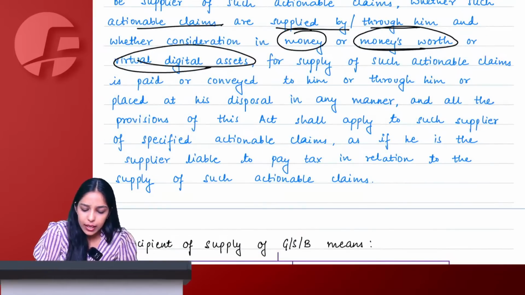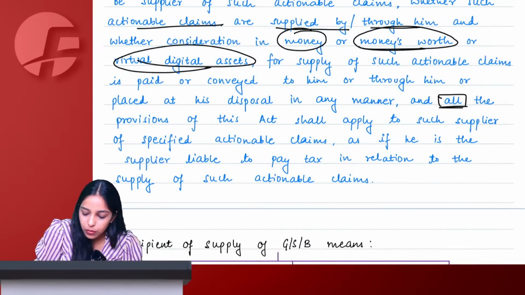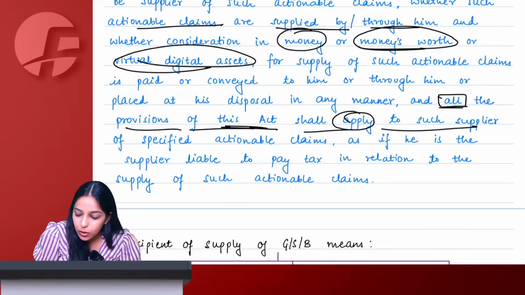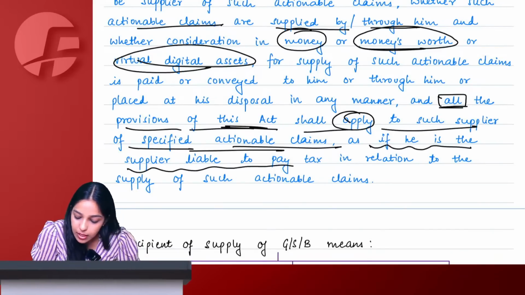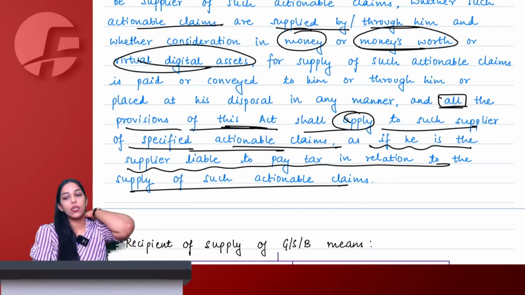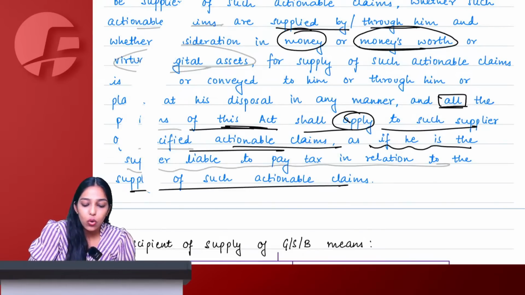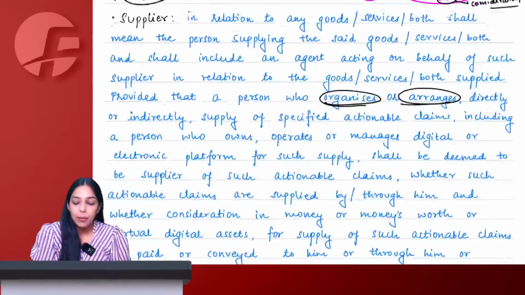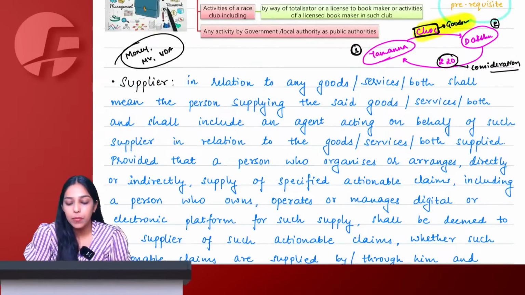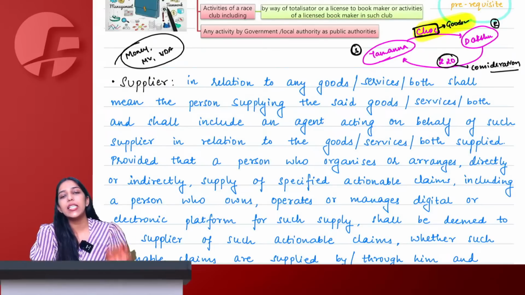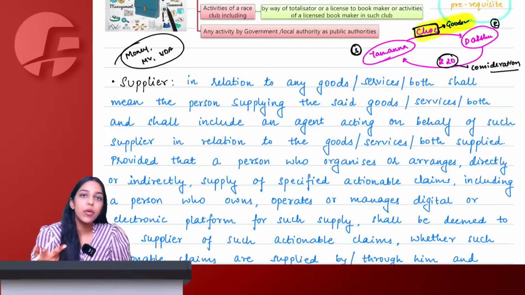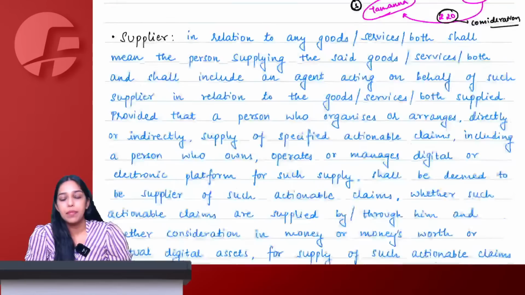So we are saying that all the provisions of this act shall apply to such supplier of specified actionable claims as if he is the only supplier liable to pay tax in relation to those actionable claims. It is only important for your understanding, not at all important for examination purpose. They will never ask you to write the definition of supplier. You should only understand that whoever is organizing such actionable claims and receiving money, money's worth, or virtual digital asset, they become the supplier of such actionable claims.